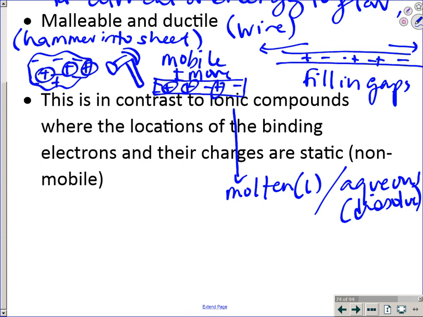And otherwise, in solid ionics, are the electrons free to move? Yes or no? I got two people participating. Let's work together here. No, so they can't move. That means they're static. Static means they can't move, which is why it's non-conductive in a solid state. That's ionic for you. Okay?